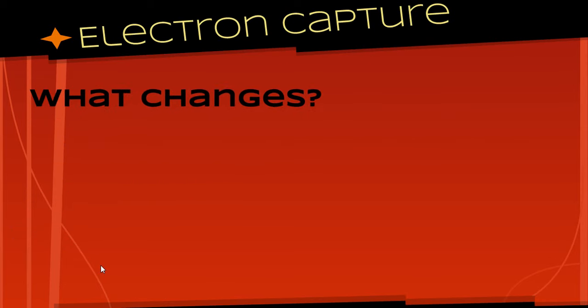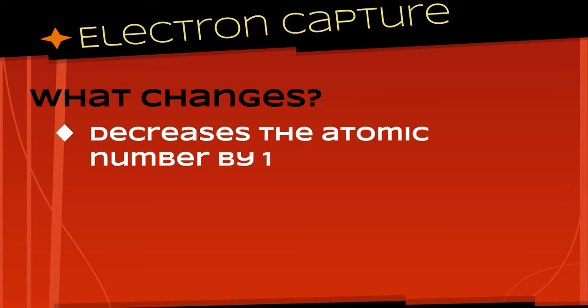So what is going to change? Because we're capturing that electron and that proton is going to become a neutron, we're once again going to decrease the atomic number by 1, just like we did in positron emission. Except we're doing the opposite here. We're taking an electron and sucking it into the nucleus. So we're going to decrease that atomic number by 1.